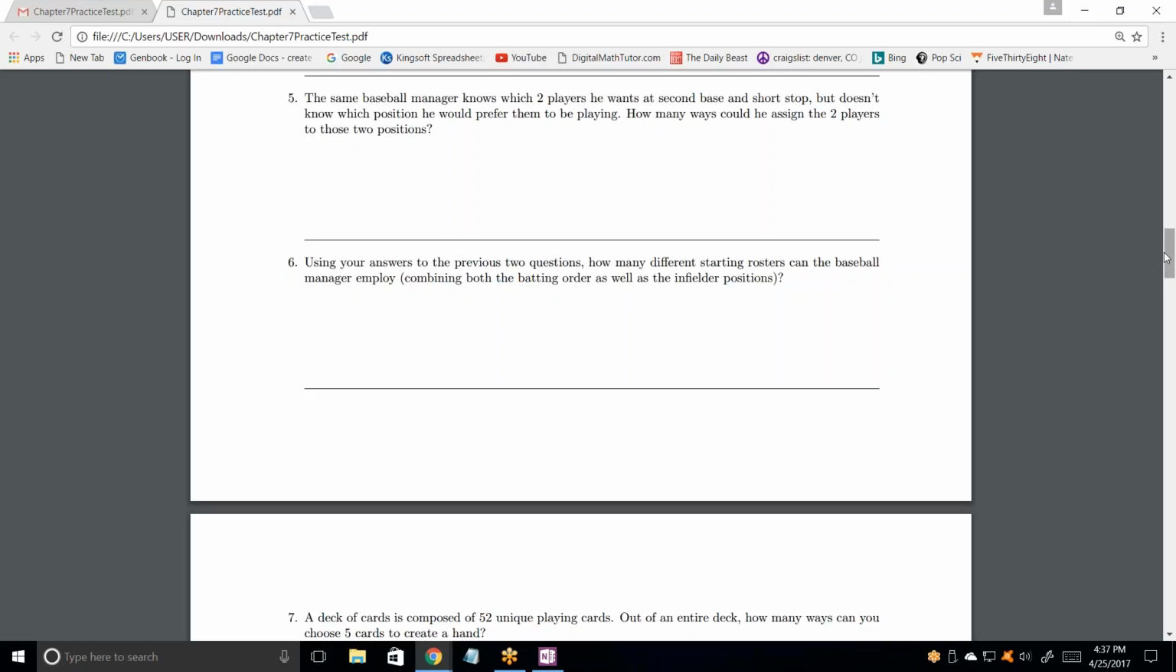So he's really only got 6 other players to play the other 6 positions, right? In other words, if he's got player A and player B that he knows he wants to play at second base and shortstop, then he's got 6 other players to play the other 6 positions. So that's 6 factorial.